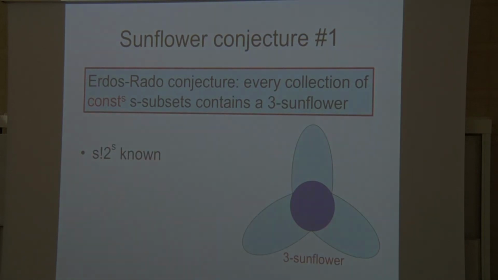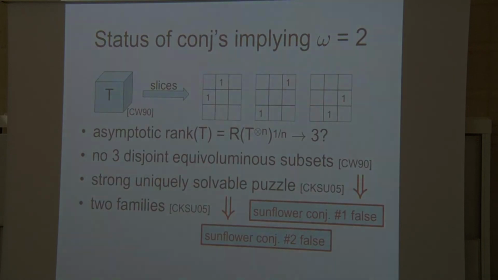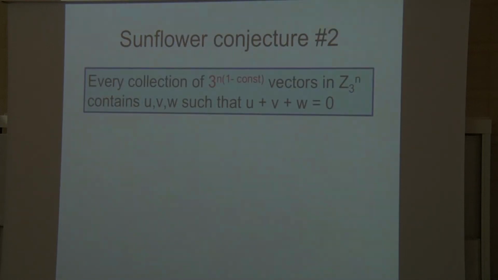If that conjecture is true, which is widely believed, then the no 3 equal voluminous subsets conjecture is false. So I would say that conjecture perhaps is unlikely. It depends how much you're willing to believe the conventional wisdom about the sunflower conjecture. And the strong uniquely solvable puzzle conjecture is related to another famous combinatorial conjecture. So here's a conjecture: every collection of 3 to the n vectors in Z_3 to the n contains 3 of them that sum to 0.